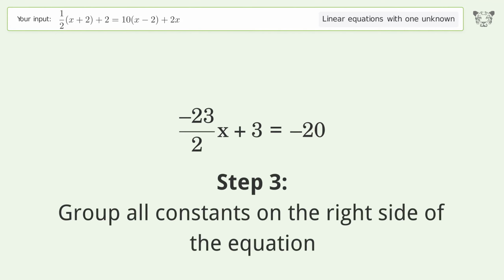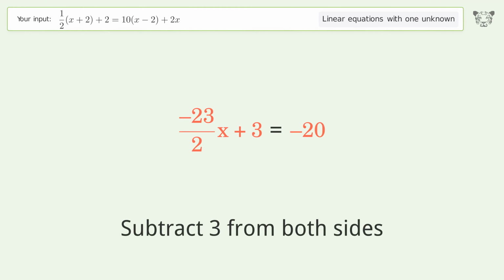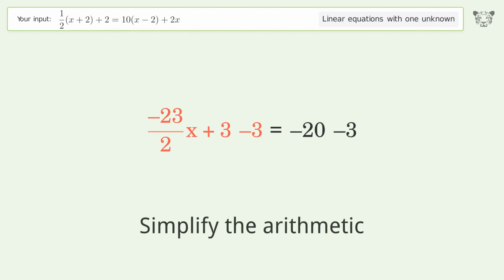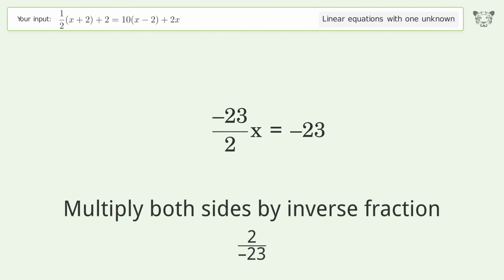Group all constants on the right side of the equation. Subtract 3 from both sides. Simplify the arithmetic. Isolate the x. Multiply both sides by inverse fraction 2 over negative 23.